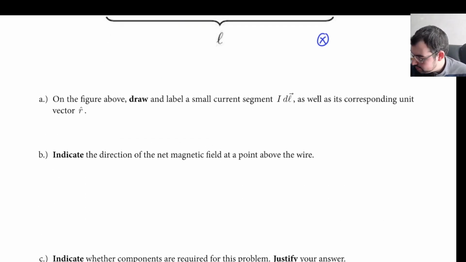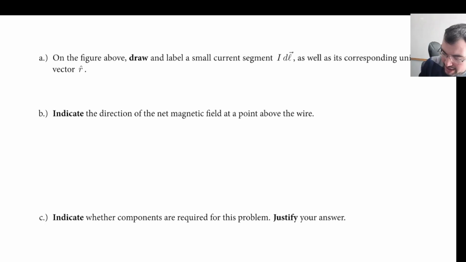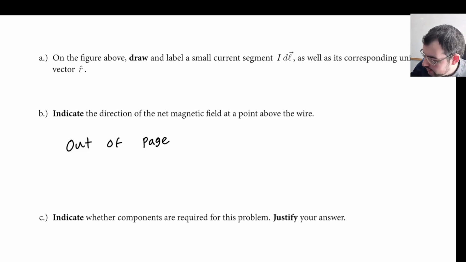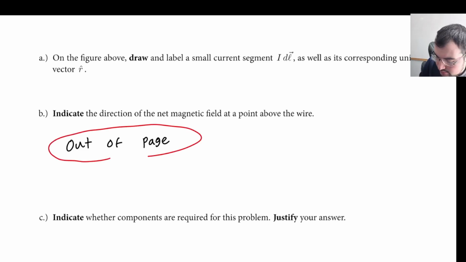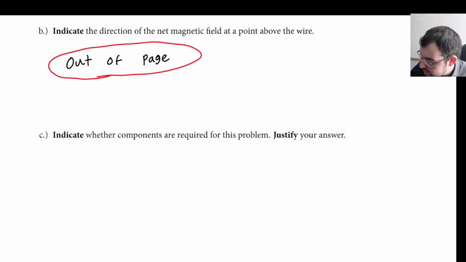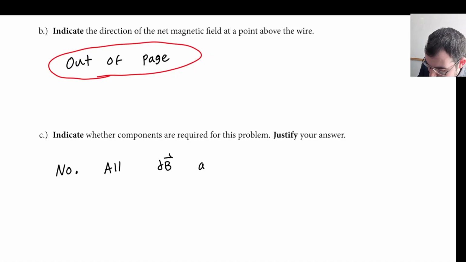All right, so magnetic field is, of course, out of the page. And once again, we do not need components because all dBs are out of page.